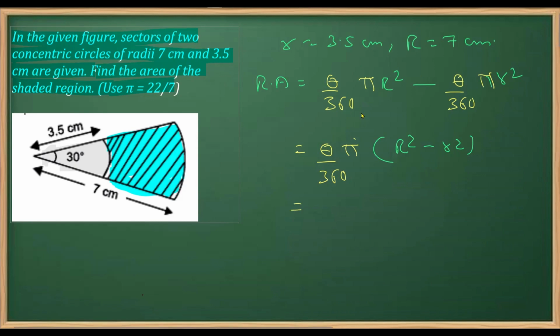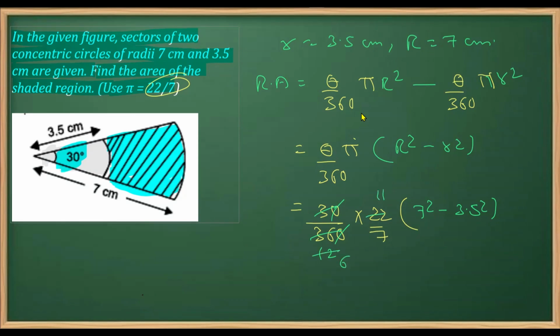Theta is what? I can see that this is 30 degrees. So this is 30 over 360 into pi, replacing with 22 over 7 into capital R, 7 square, minus 3.5 square. I can reduce this by 3: 3 1 times 3, 3 12 times. This can again be reduced to 11 times 2, 6 times. So over here we got 11 over 6 into 7.